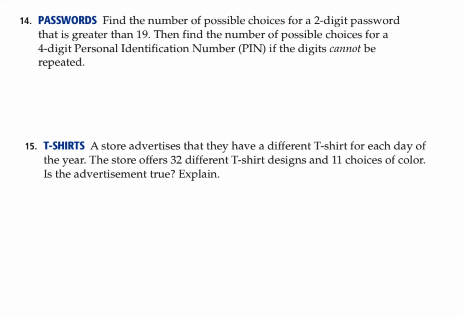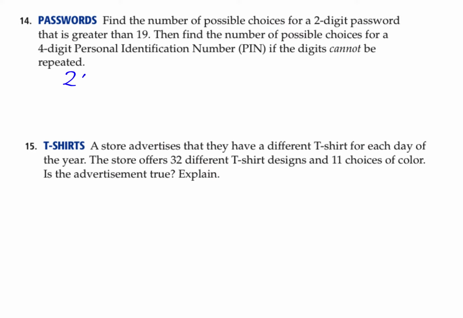Find the number of possible choices for a 2-digit password that is greater than 19. Then find the number of possible choices for a 4-digit personal identification number, PIN, if the digits cannot be repeated. Oh, we're going to have to do some extra thinking here. Because if it's a 2-digit password bigger than 19, find the number of possible choices. Okay, 2-digit password greater than 19.